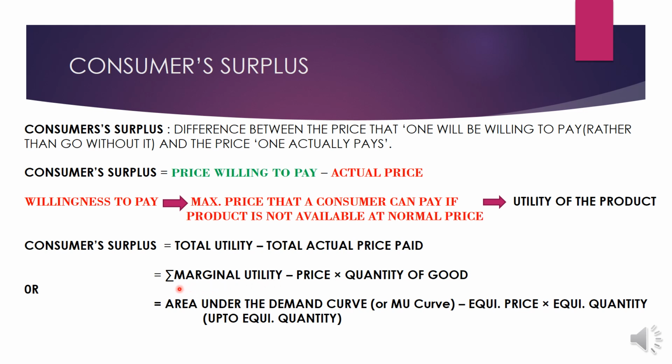In graphical terms, we can say the area under the demand curve or the marginal utility curve shows the total utility of the product, and the multiplication of the equilibrium price and equilibrium quantity of the good represents the total price paid for the product. So the difference between the total utility and the total actual price shows the consumer's surplus.